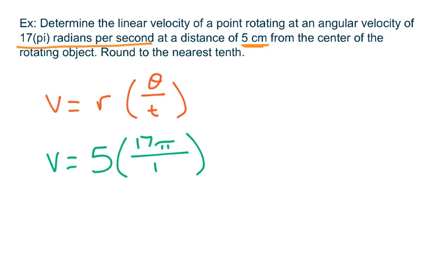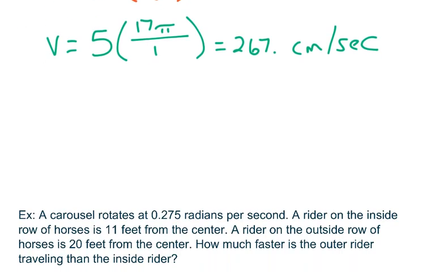And then we just need to take 17 pi times 5, and what we're going to get in the calculator is approximately 267.0, or 267 centimeters per second. So we're moving pretty quickly around that circle when we're rotating at 17 pi radians per second. Let's try another one here.